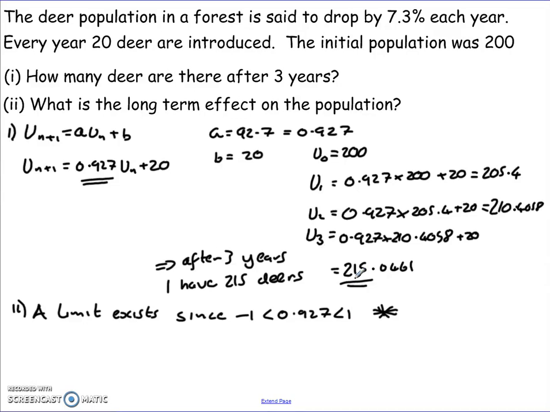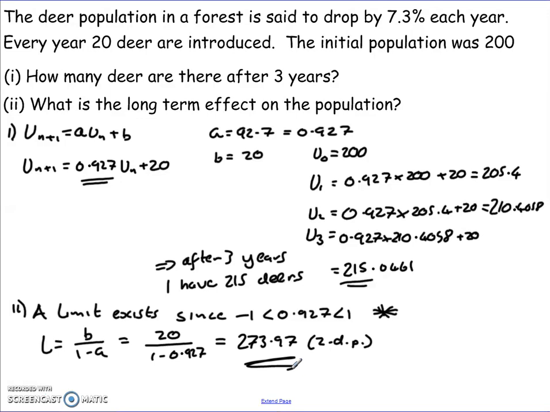Don't just jump in with both feet and calculate it. You have to tell them it exists. You have to show that you know the theory. So in this case we do that, and we know the limit is equal to b over 1 minus a. Now remember, b is the bit at the end, a is the coefficient of our un. So in this case it's 20 over 1 minus 0.927. Plug that all into a calculator, and what you end up getting is 273.97 to 2 decimal places.